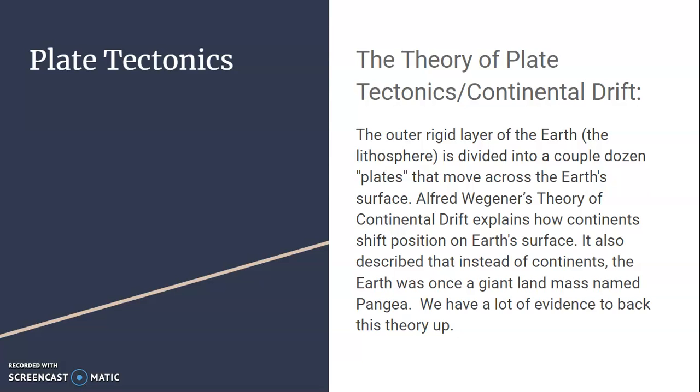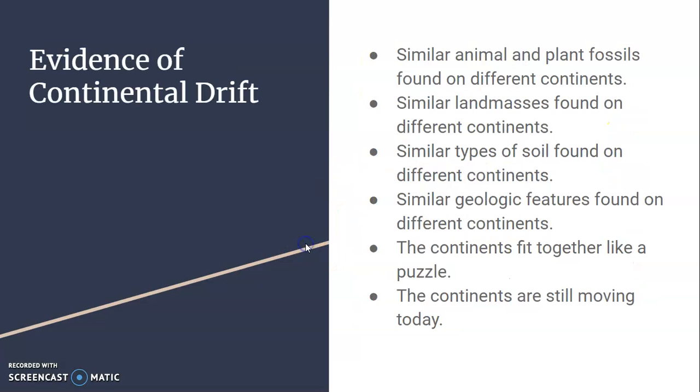It also described that instead of continents, the Earth was once a giant landmass named Pangaea, and we have a lot of evidence to back this theory up. So he claimed that at one time all of the continents were together. They fit together like a puzzle. It was just one giant landmass, one big piece of land, and eventually over time they broke up and they drifted apart. So, like I said, we have a lot of evidence to back that up.